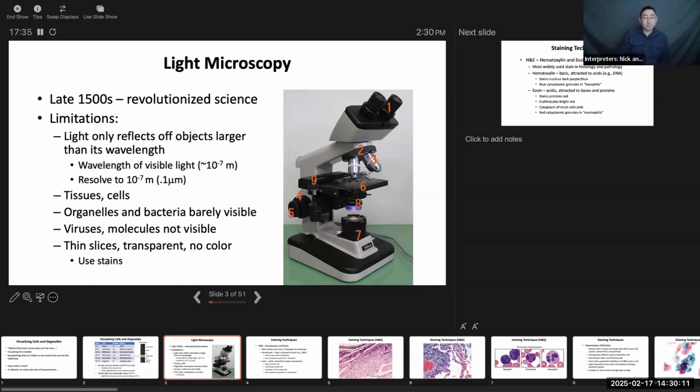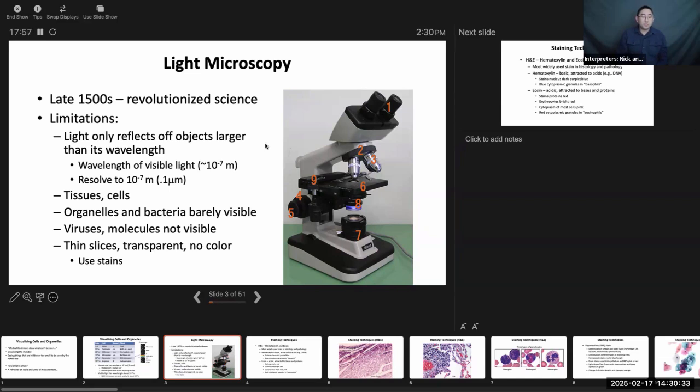Things like bacteria are barely visible under a light microscope. You can see a whole colony of bacteria, but the individual bacteria are very difficult to make out with light microscopy. And viruses are pretty much invisible to a light microscope. They're much too small. And certainly individual molecules can't be seen with the light microscope.